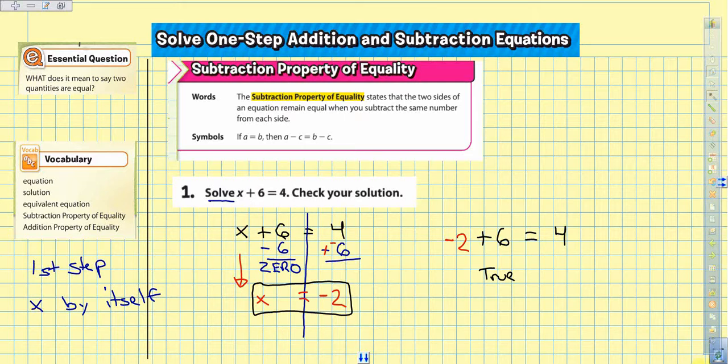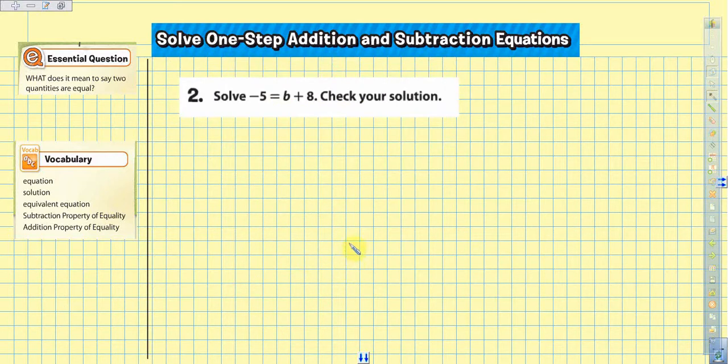Let's take a look at another one. Same idea. This time the variable's on the other side. So let's write the problem. Negative 5 is equal to b plus 8. So we're going to draw our line. I need to get this to 0 because b is going to be by itself. If I get the constant to 0, b will be by itself. How do I do that? Let's subtract 8.